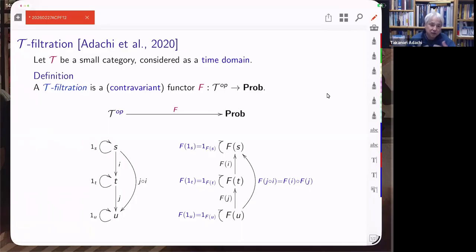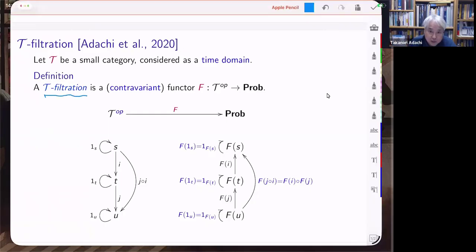So we can talk in a usual set theory. And now the T filtration is a contravariant functor F, which is from the time domain T to the probability category, probability space Prob. And the functor is a kind of function between categories. So here is a category T, and here category Prob. So we have the function, like the thing which is a functor F.